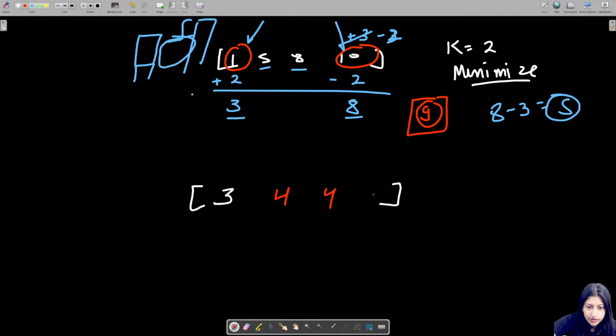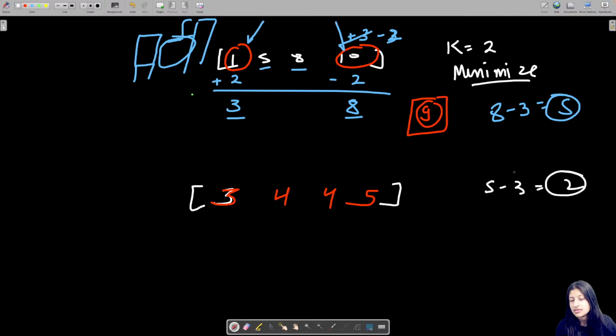Four, 5. Right now the difference is... okay, I can see, sorry, 5 minus 3 is 2. So I can see right now the difference between the tallest and the smallest tower is 2. Is there a possibility to minimize this difference?